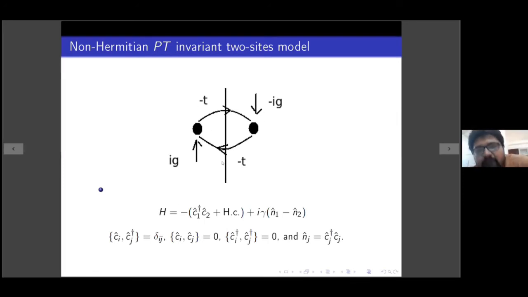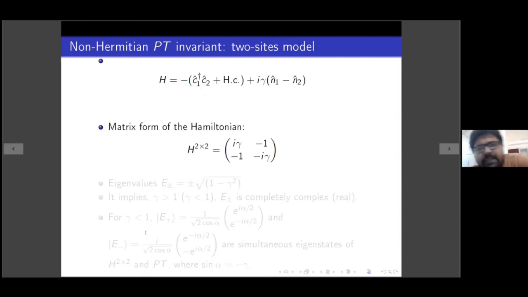You can write this down in the fermionic creation and annihilation operator language in this simple form, where the c's obey the usual anti-commutation relations. Let's start with this particular case. Now if I write down this 2 by 2 matrix, it will be of this simple form.